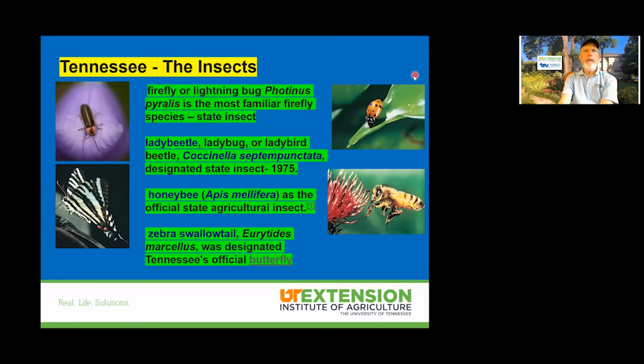Add into that the insects, which are very instrumental in tree life as well. The firefly is our state insect. The lady beetle is also a state insect. The honeybee is the official state agricultural insect. And the zebra swallowtail was designated Tennessee's official butterfly.